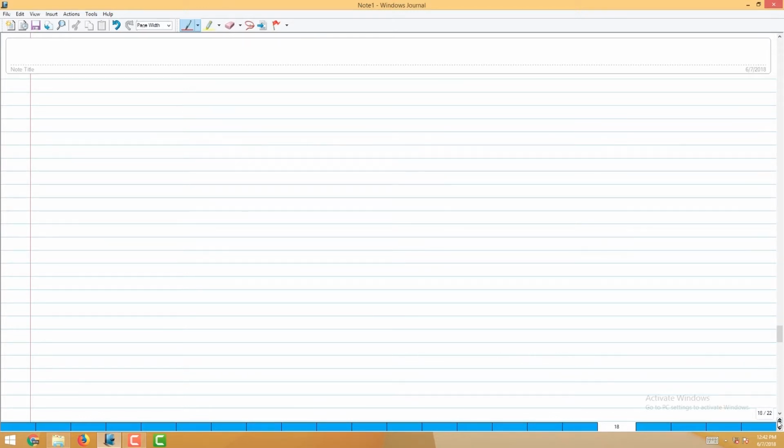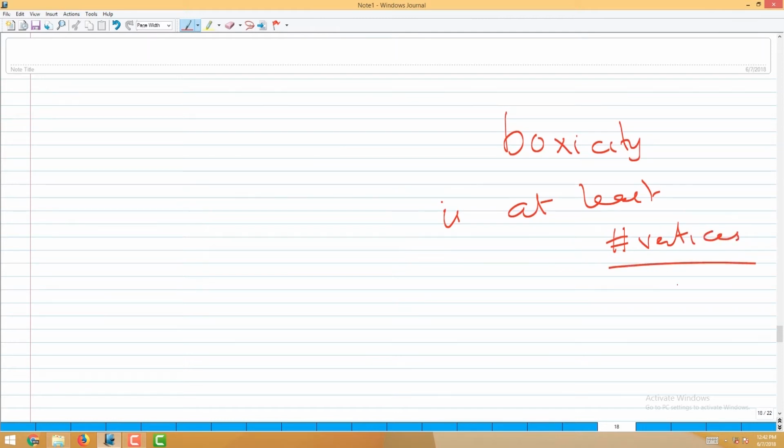So, therefore, there exist graphs whose boxicity, the minimum dimension in which you can get a box representation, is at least the number of vertices by 2, right. So, here 2n vertices and n. You can put a floor or something like that.